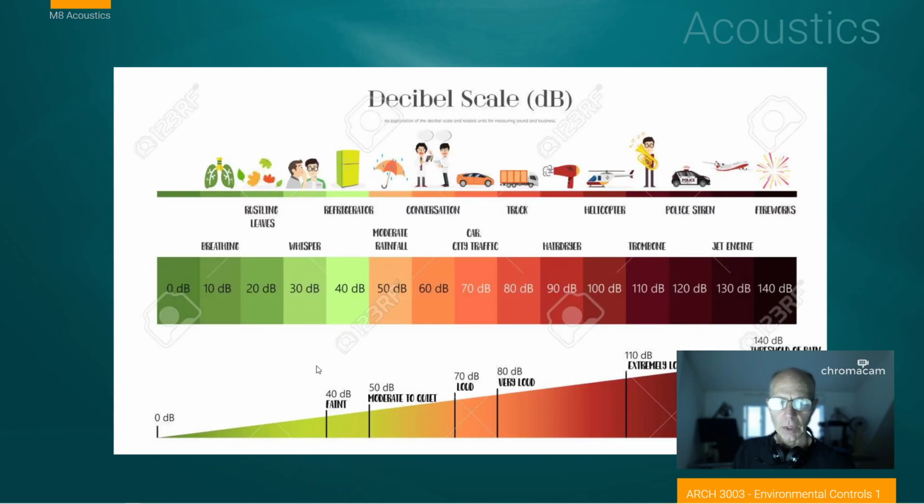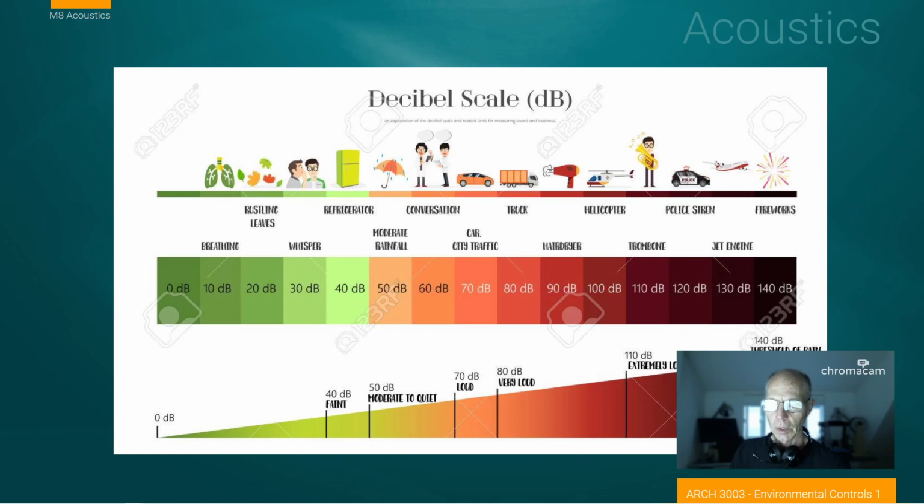And I think that's probably without hearing protection. So this idea of a logarithmic scale and these sounds getting very strong very quickly. We have 10 dB, the sound of breathing. City traffic at 70 and 80 dB. Remember that work environment, the sound of a hairdryer at 90 dB all day long. And then the jet engine sound at 130 dB. And the threshold of pain is 140 dB.